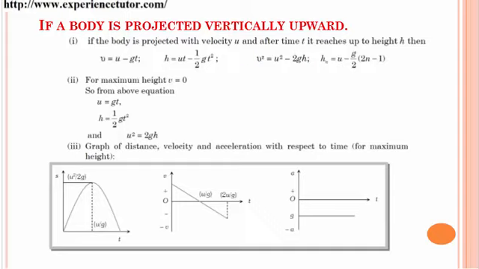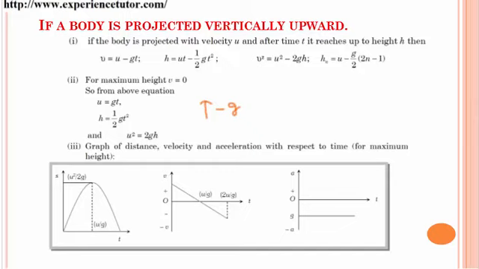If a body is projected vertically upward. Case 1. If the body is projected with velocity u and after time t it reaches up to height h, then v is equal to u minus gt, h is equal to ut minus half gt square, v square is equal to u square minus 2gh, hn is equal to u minus g by 2 bracket 2n minus 1.